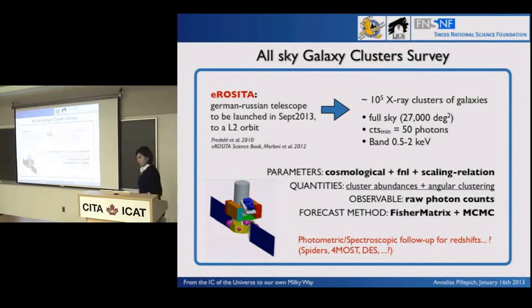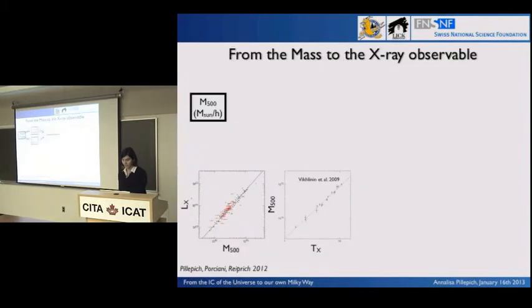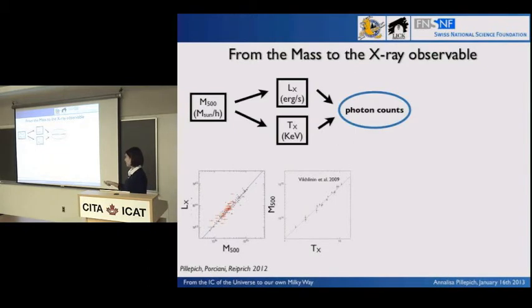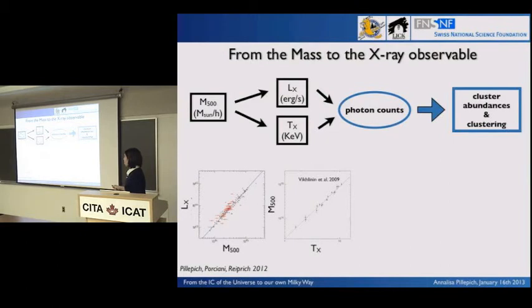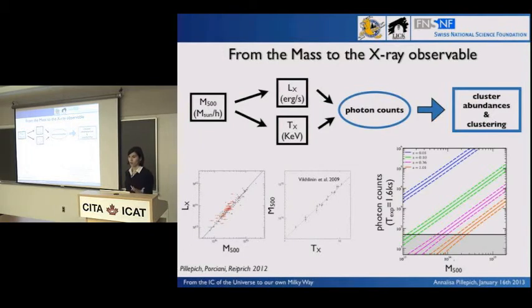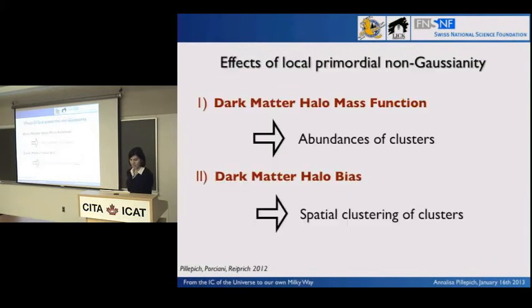And I was doing this using Fisher matrix methods, and recently we have compared with MCMC. Well, short story, I had to do this mapping between halo masses and photon counts, where, of course, scaling relation parameters enter between luminosity, mass, temperature, mass, and so on and so forth. And I calculated cluster abundances and clustering in a sort of mock catalog, and then tried to get information. So the idea is that if FNL has an effect on the dark matter halo mass function, this translates into a different abundance of clusters above a given mass. And if it affects the dark matter halo bias, this will modify the spatial clustering of clusters.